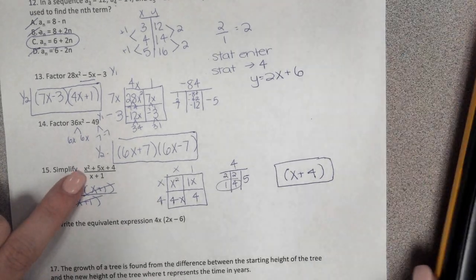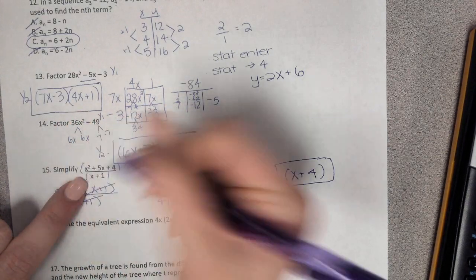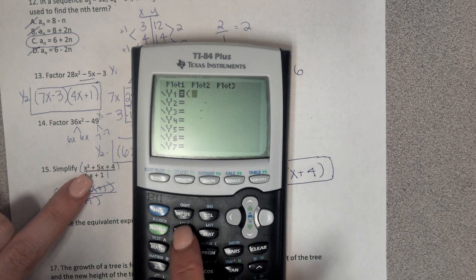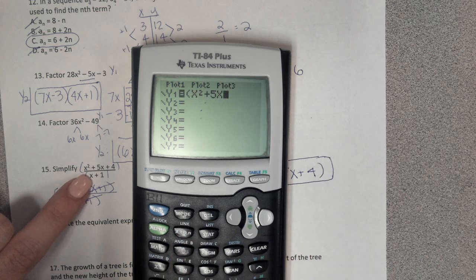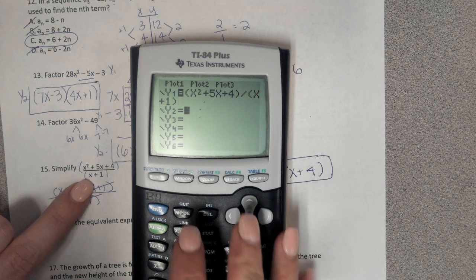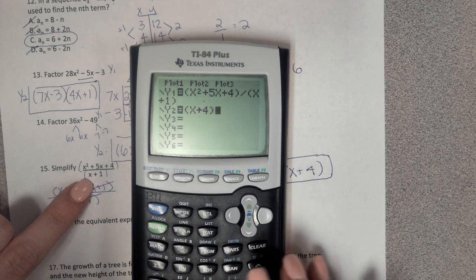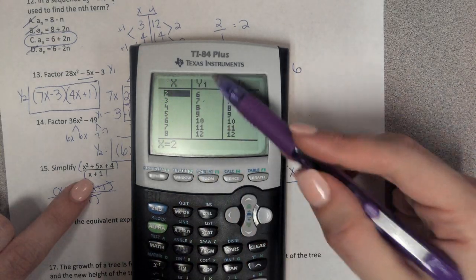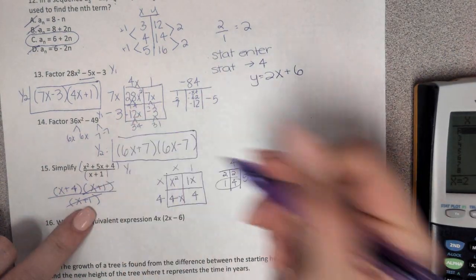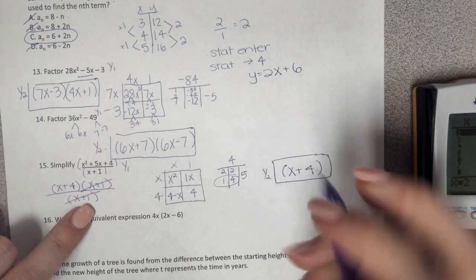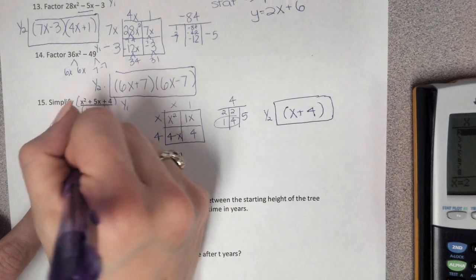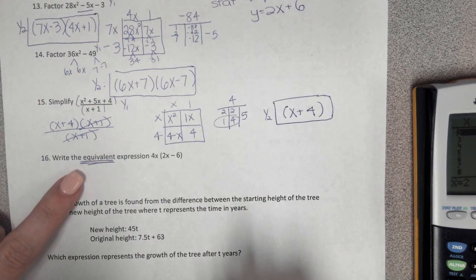Which, guys, you can check this in your calculator as long as you put those in parentheses. So we're taking x squared plus 5x plus 4 divided by x plus 1, and we're saying it's equivalent to x plus 4. Everything is exactly the same. It's crazy. Original y1, answers in y2, and they should be the same. Write an equivalent expression. That key word, equivalent, you know you could do y1, y2.